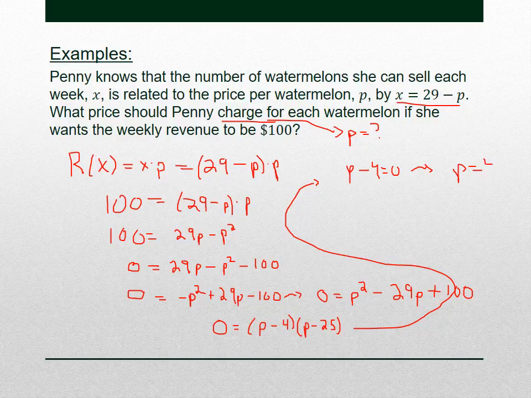Then you set each one of those equal to 0 individually, and we get P minus 4 equals 0. So P equals 4. That means if Penny charges $4 a watermelon, she'll have a revenue of 100. And then P minus 25 equals 0, which gives us P equals 25.